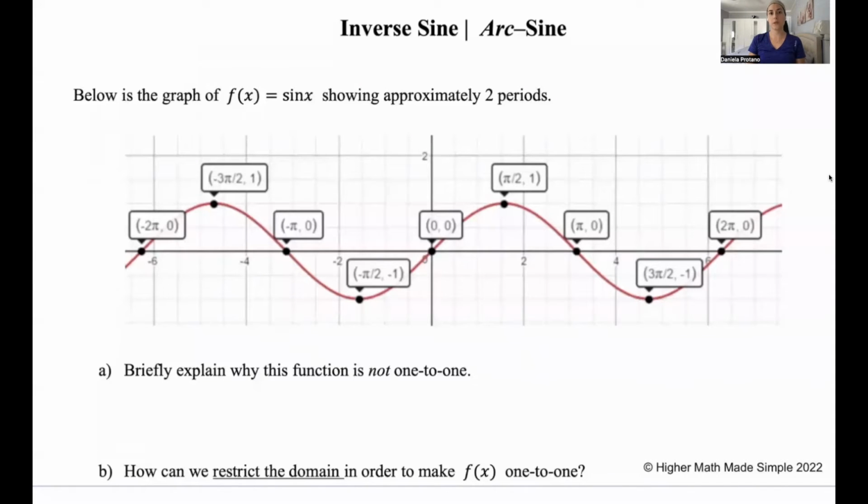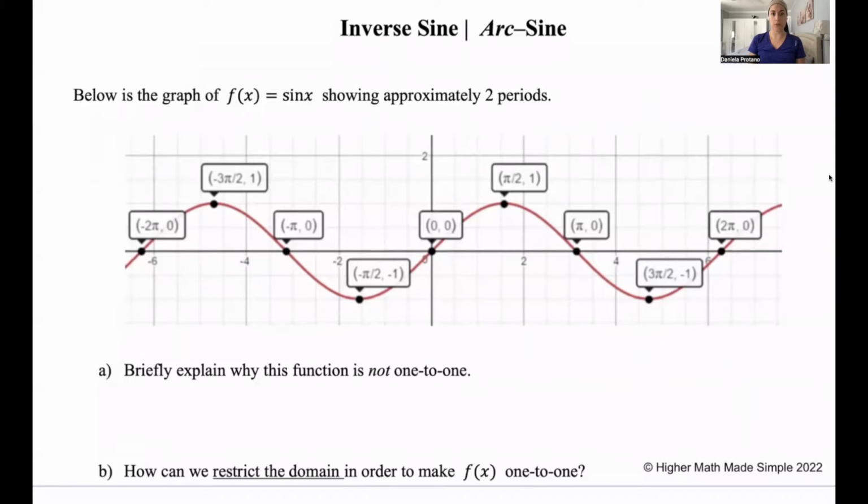In this video, we're going to see why the range of arc sine is between negative pi over 2 and positive pi over 2, including those end values. We're also going to see why the inverse sine function could also be called arc sine, literally because it has an arc in it.